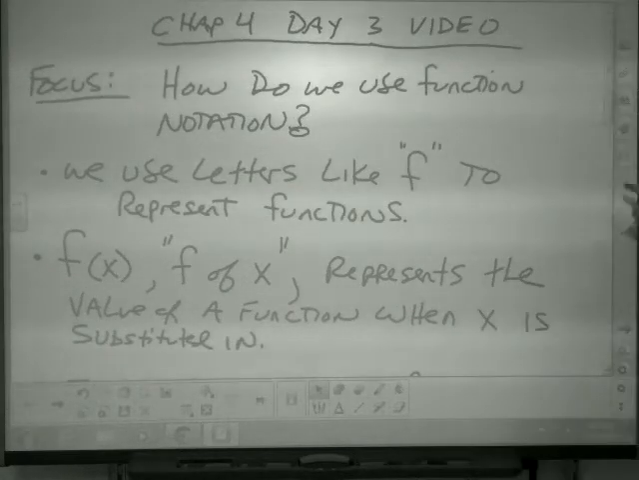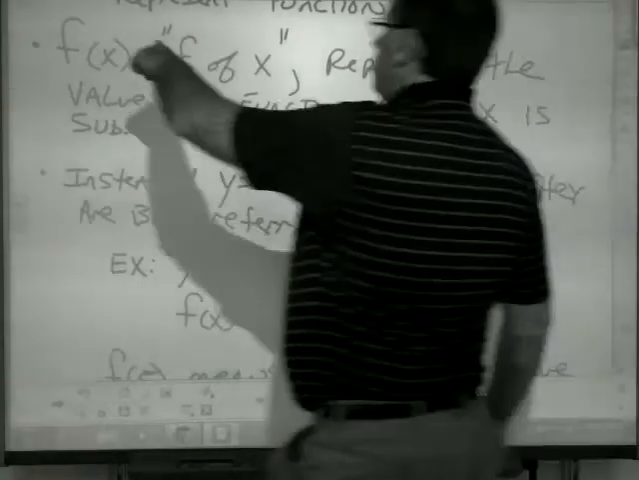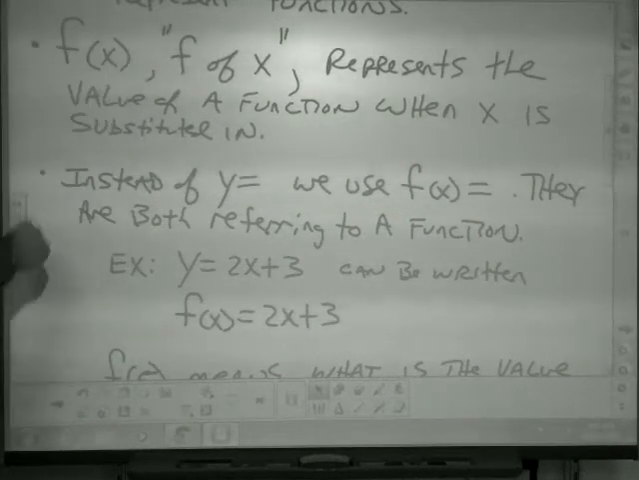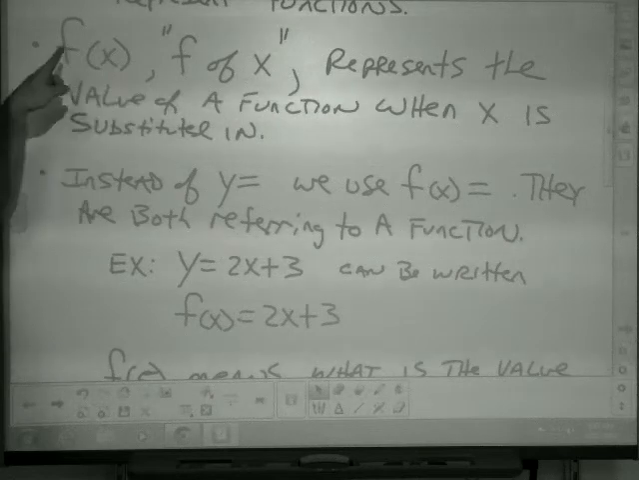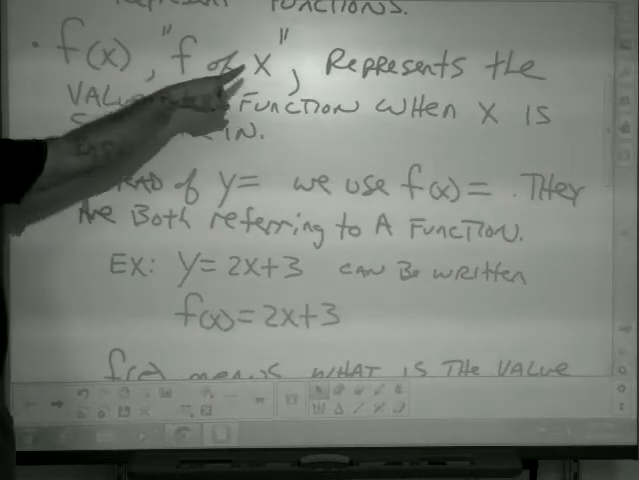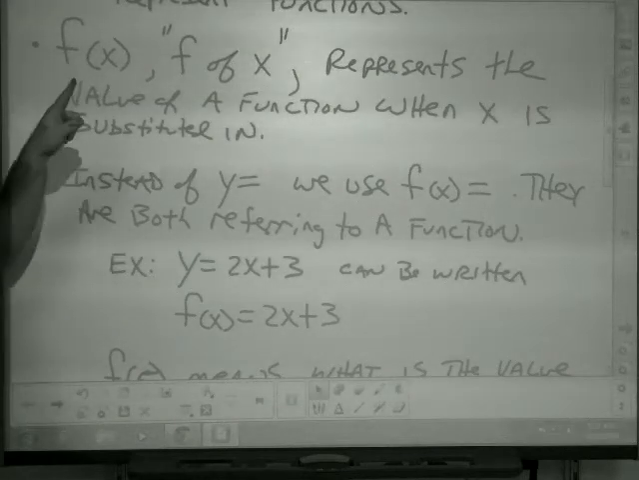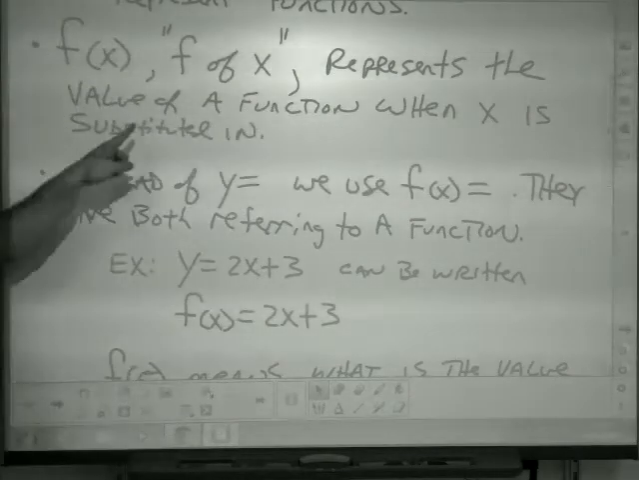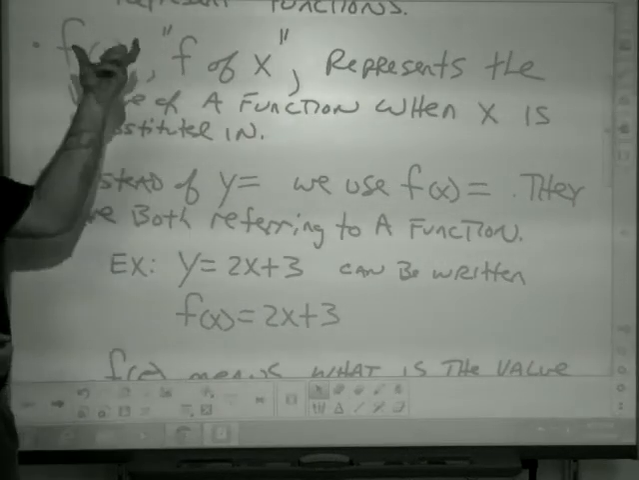All right? So this notation right here, F with X in parentheses next to it, doesn't mean F times X. It's just a notation that we use. We read this as F of X. It represents the value of a function when X is substituted in to that function. All right? F of X.